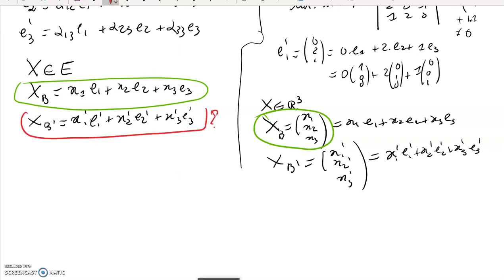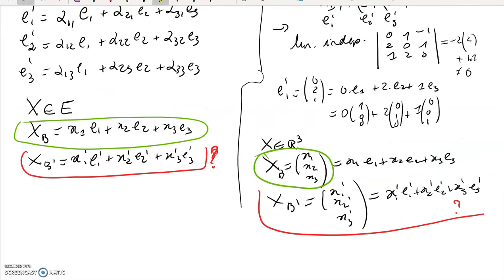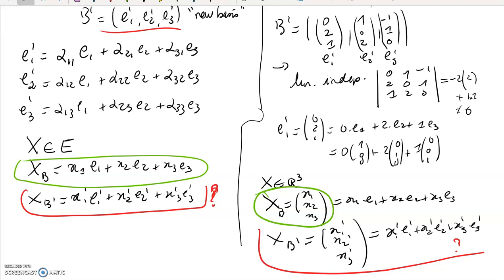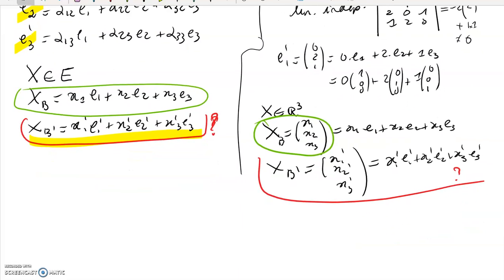Okay, but we won't be able to find it directly. We will have to use some kind of indirect information to get that. Let's see what we know. What are the things that we know? We know the expression of the new vectors as a function of the old vectors, and we know that this expression exists. I can write this expression.